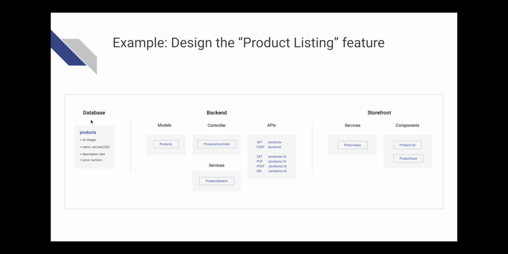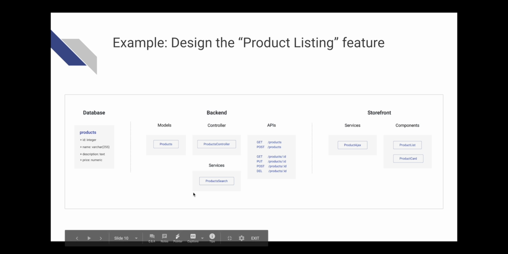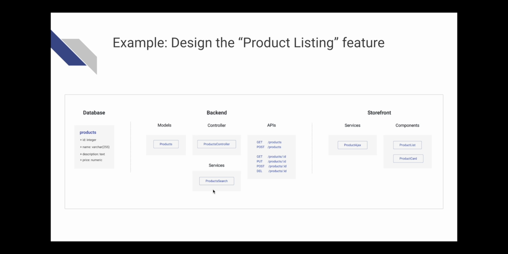We definitely need a product table to store the product information in the database. Then in the backend, we need to have a products model to communicate with this table. Then we have a product controller and a set of APIs, so the front end can send requests to the backend. Then we have a special service here for searching to handle complicated searching logic like search by rating, search by years, by price.